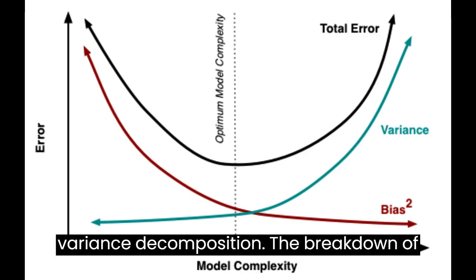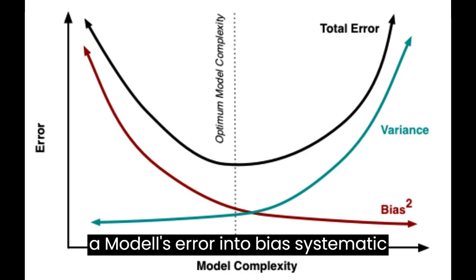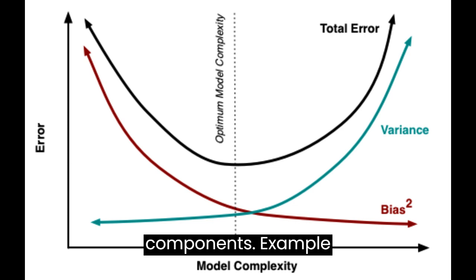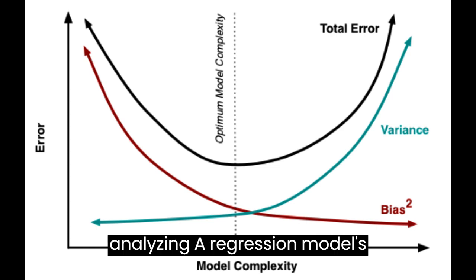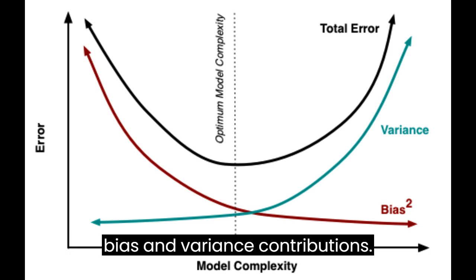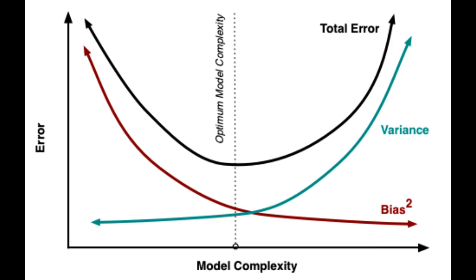Bias variance decomposition, the breakdown of a model's error into bias, systematic error, and variance, random error, components. Example: analyzing a regression model's performance by decomposing its error into bias and variance contributions.